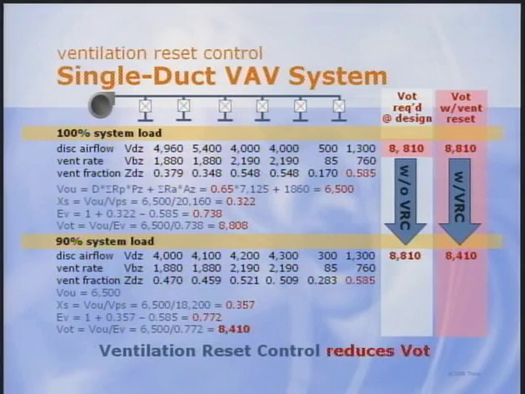System ventilation efficiency goes up because less unused outdoor air leaves the building in the exhaust air. Conservatively designed multiple zone systems always need less than design outdoor air at part load. This is why ventilation reset control is one good way to dynamically reset intake airflow and save energy.